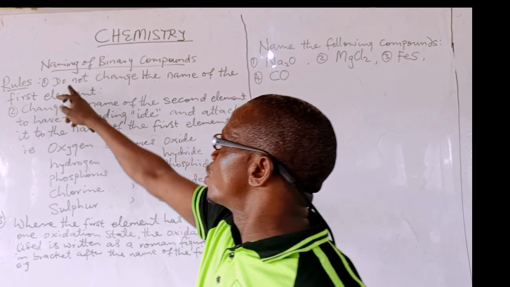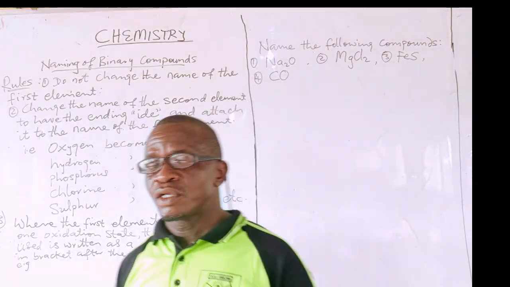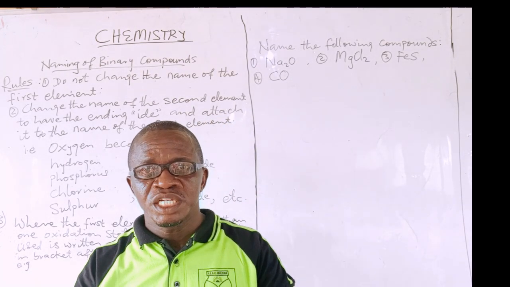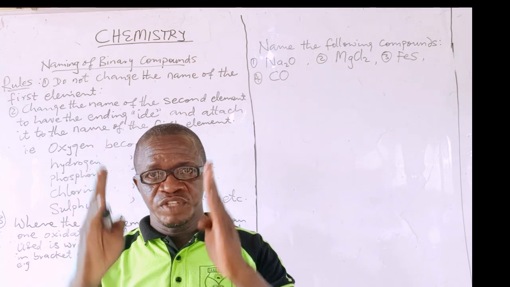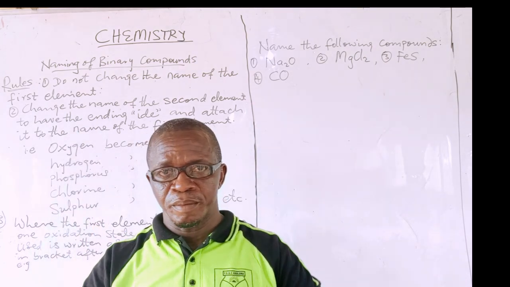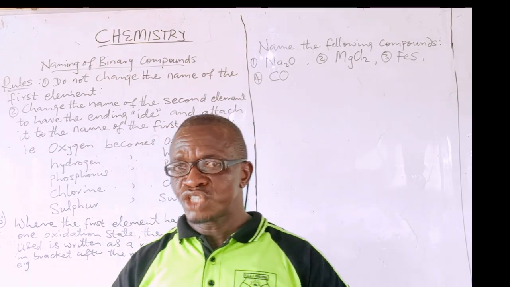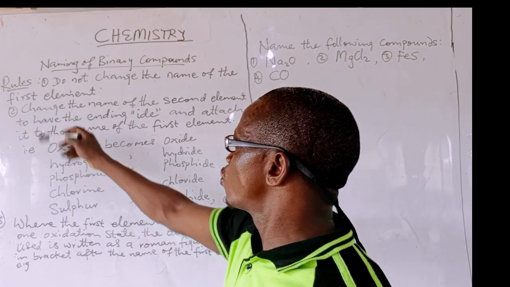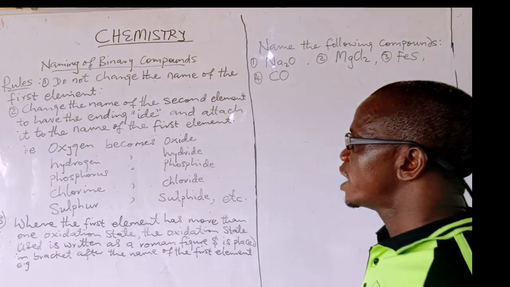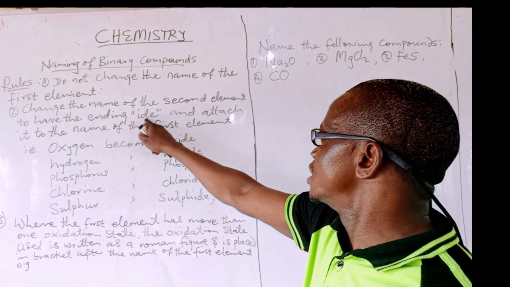The first rule: do not change the name of the first element. Since there are just two elements present in the compound, you never change the name of the first element. If it is sodium, mention it as sodium. If it is potassium, mention it as potassium. If it is zinc, mention it as zinc. Don't change the name.